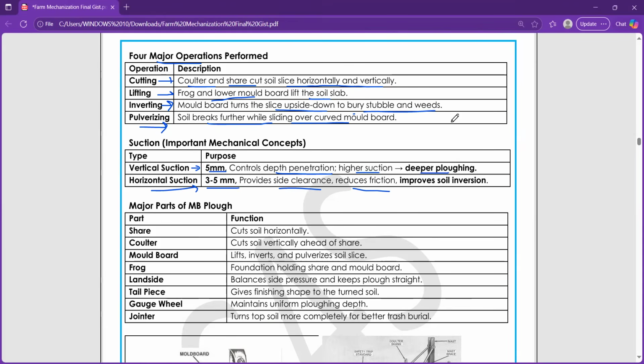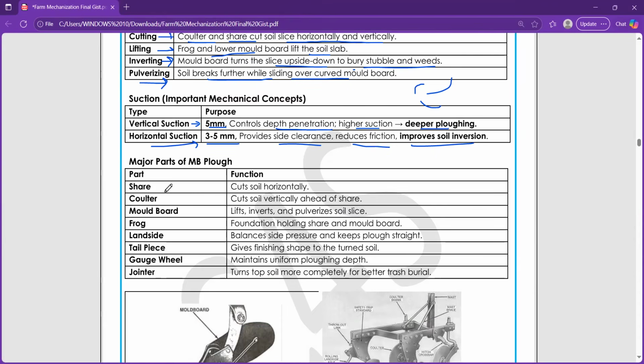After the plug is moving, the soil is generally thrown side by side. This side-by-side clearance is known as horizontal suction, so it helps in improving the soil inversion.